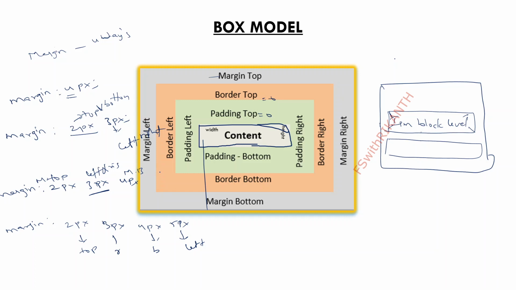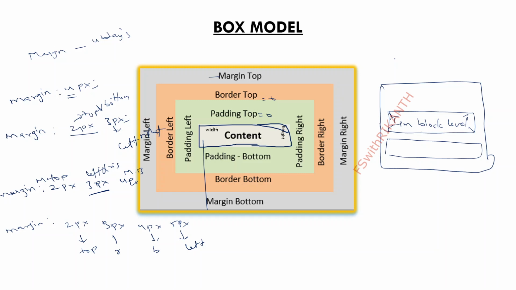What is padding? The space between the content and the border is called padding. This is a border and this is the content. The space between these two is nothing but padding. We can represent padding in the same way as margin.